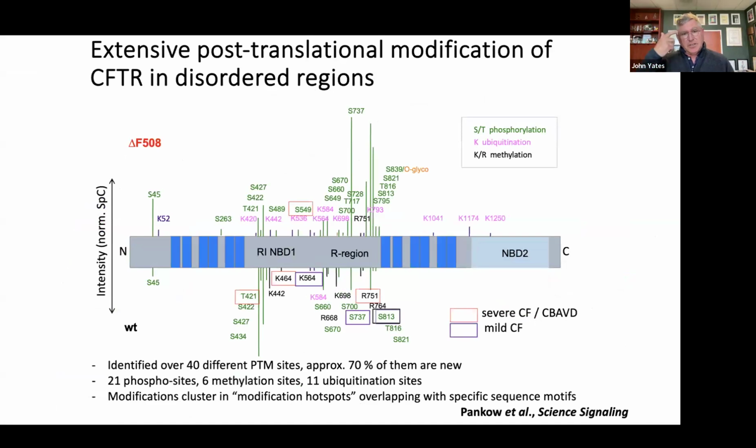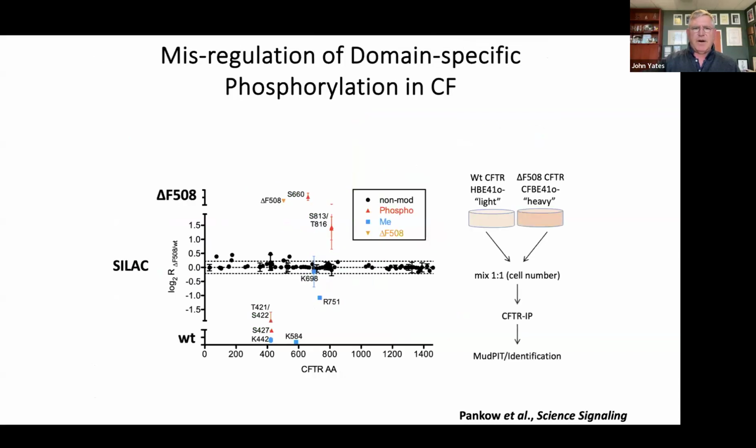And we went in and we did the PTM analysis using the traditional mass spectrometry experiments. And we found that indeed there are a number of modifications to the protein. So we found 40 different PTM sites, about 70% of them were new. And we found 21 phosphorylation sites, 6 methylation sites. And as you might imagine, for the Delta F508, there were a lot of ubiquitination sites since the protein is being targeted for degradation. And we found that some of these modifications clustered in what we were calling hotspots.